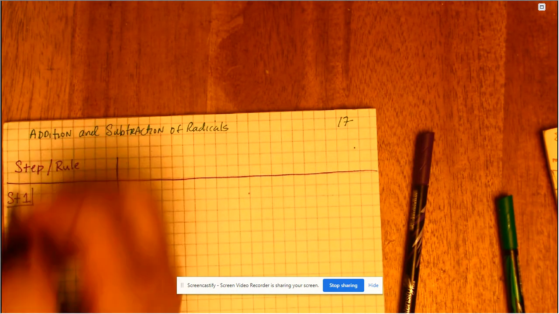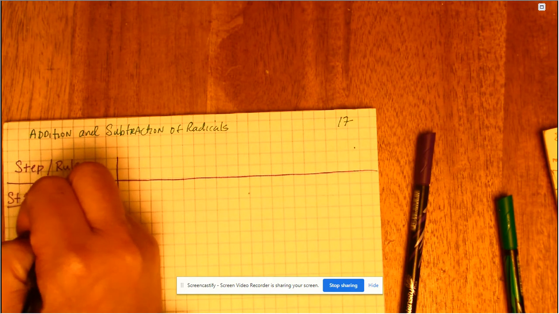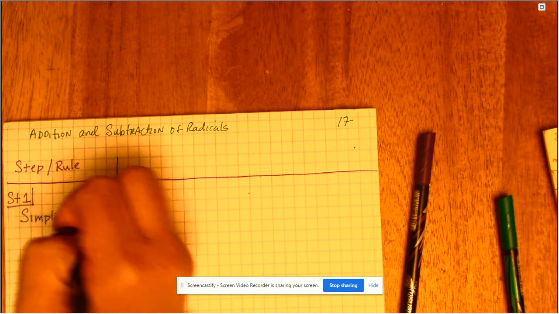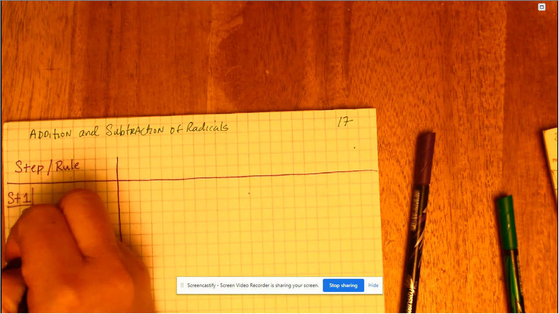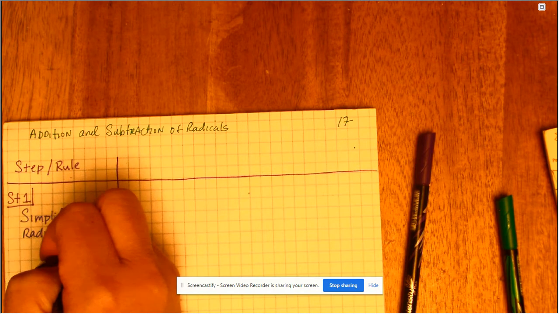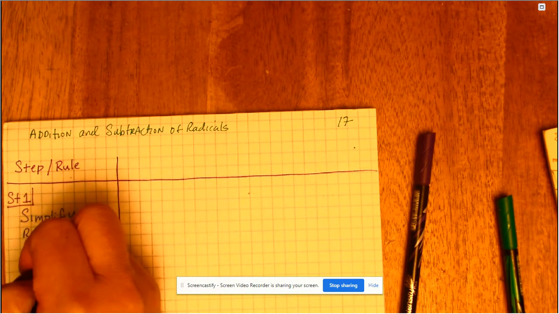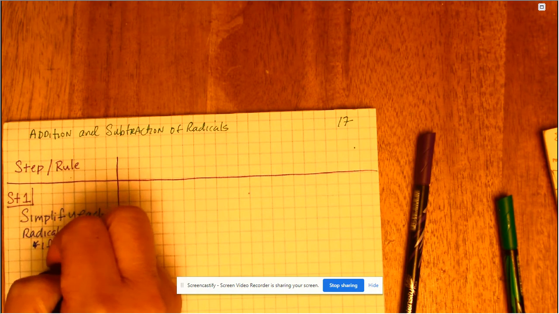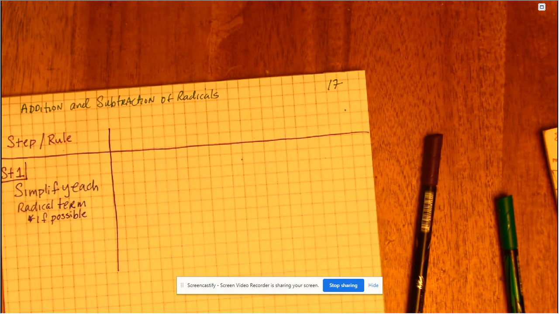When we're adding and subtracting, we're going to simplify each radical term, if possible. And the if possible is really just telling us, like, we may have some radicals that are already in simplified form, so we can't simplify them any further.